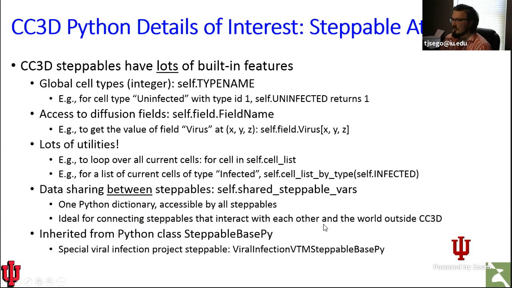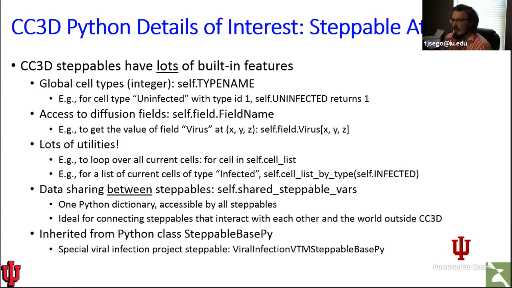For those of you who are more into some of the computationally intensive work, we also use self.shared_steppable_vars to do interactions with the outside world, meaning the outside world with respect to CC3D. So we have a Python API where information can be passed into and out of CC3D from Python and made directly available to the steppables in a particular simulation. That's, again, done with self.shared_steppable_vars.